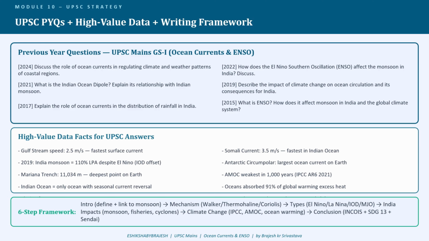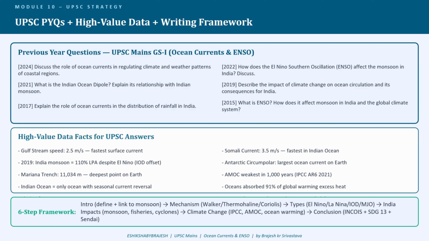2022. How does ENSO affect the monsoon in India? More focused. Cover water circulation, El Nino mechanism, La Niña mechanism, historical droughts and floods, and critically mention that IOD can counteract ENSO. 2021. What is the Indian Ocean Dipole? Explain its relationship with Indian monsoon.